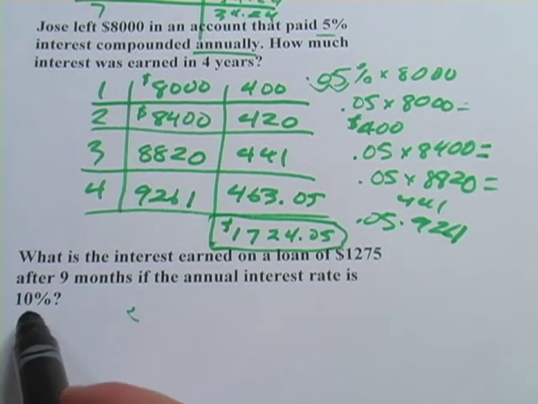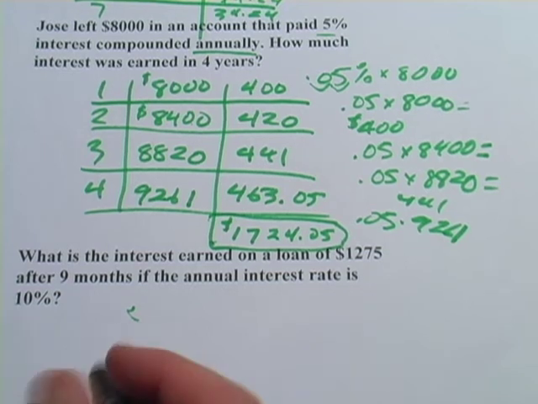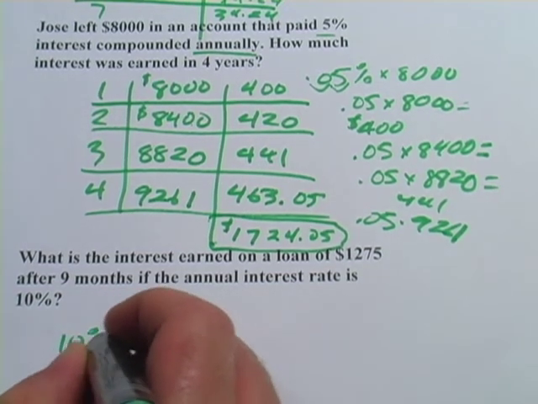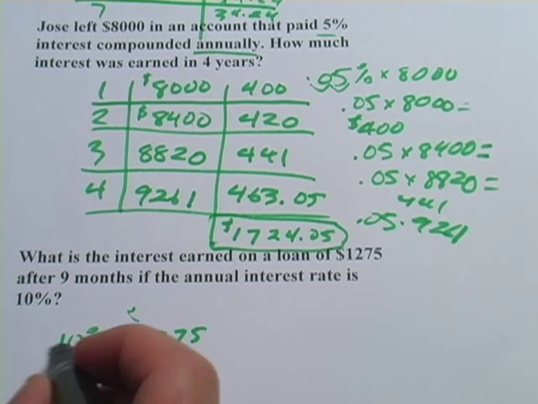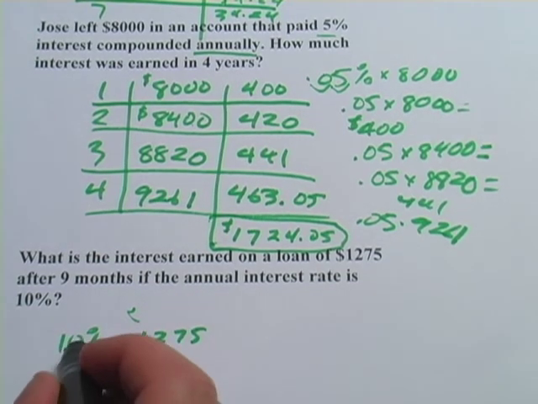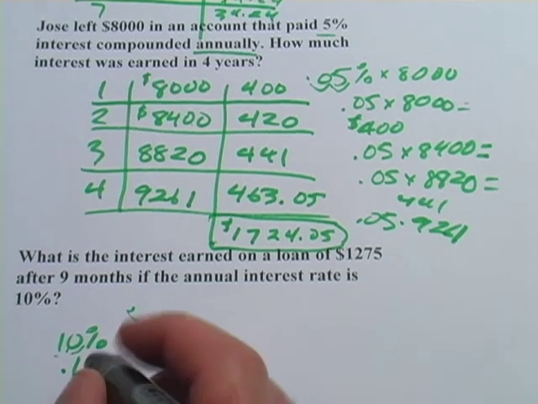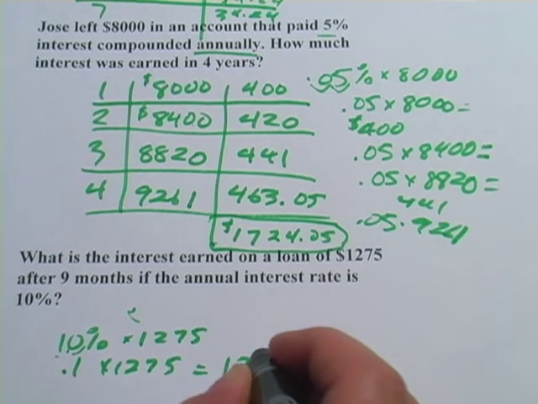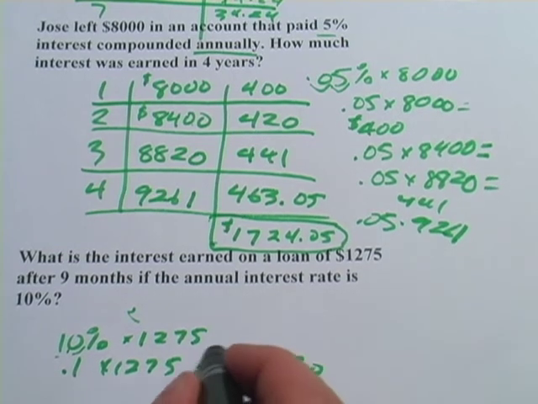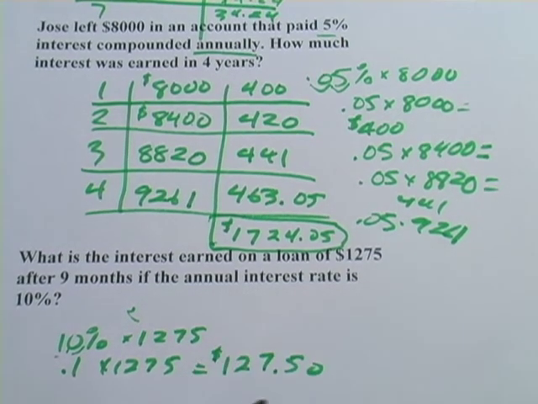Well, this one says it's 10%. The annual interest rate is 10%. So to figure out the interest for a full year, it's just 10% times 1,275, and that's 0.1. We move that decimal place 2, times 1,275. And as I mentioned, that's $127.50. So that's the amount of interest if you have it out for a whole year. But you didn't have it out for a whole year. You had it out a fraction of a year.